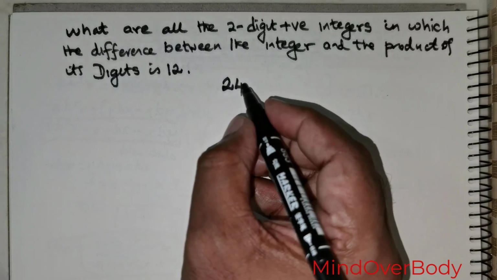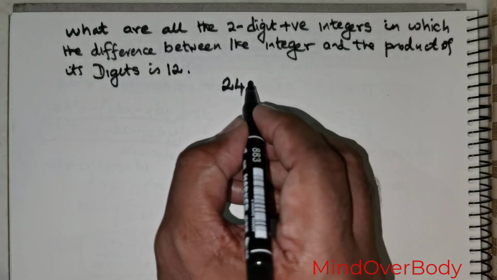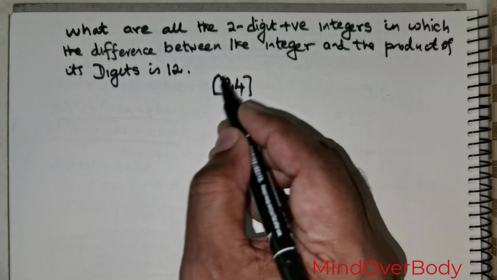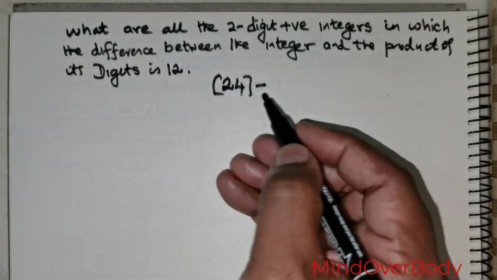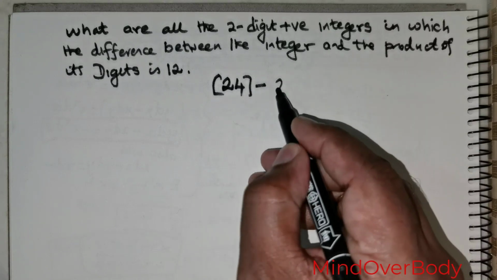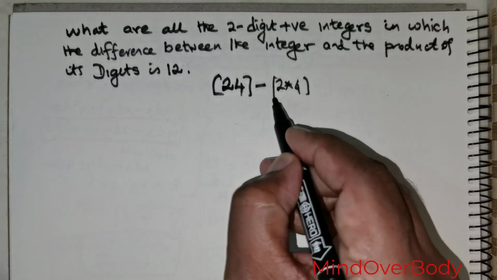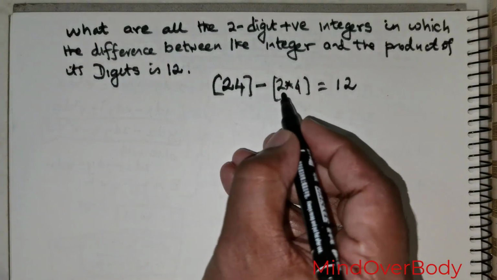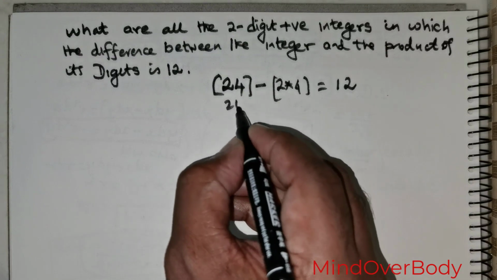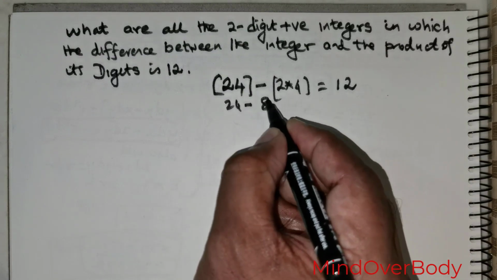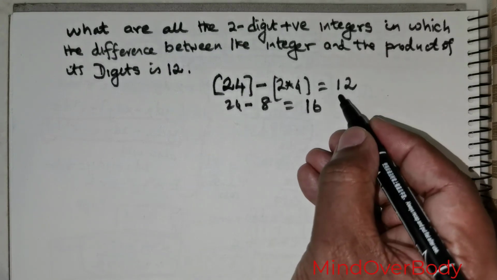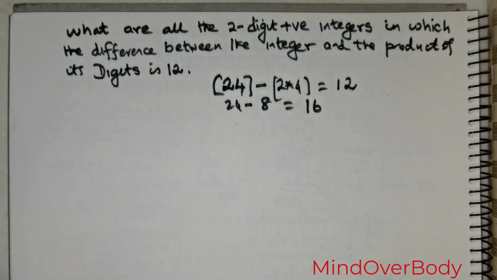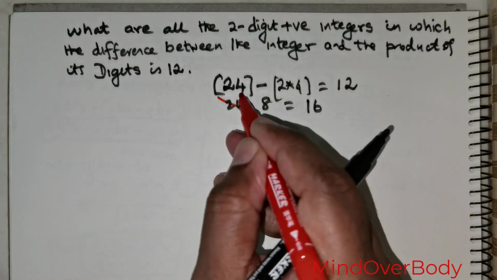So what they want is a two-digit number, something of this fashion, such that the difference between the number and the product of its digits, say 2 times 4, should be equal to 12. This is the requirement. Now in this case, clearly 24, on this side 4 times 2 is 8, and this is not going to give me a value of 12. This is going to give me 16. So this is not the required number.